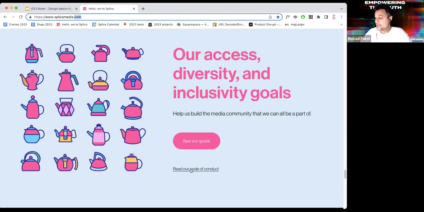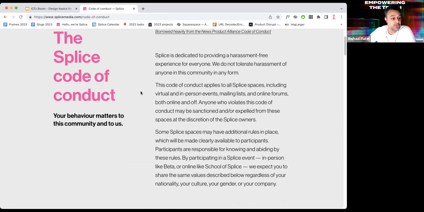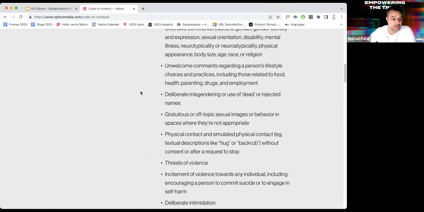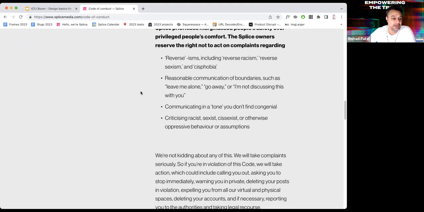So we made sure that we then wrote a code of conduct, just because we said, why don't we have this? So I wrote to Felicke of the News Product Alliance, and I said, you guys have this amazing thing. Can I steal some of it? And she was wonderful, and she allowed us to do this. And then we got Kirsten Hahn to actually talk to us about it and then write this.